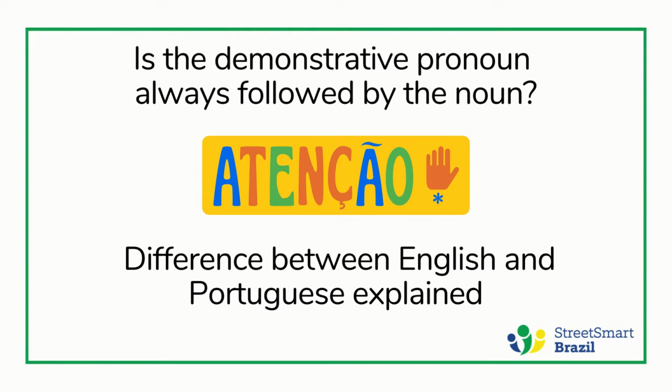In all the examples I just showed you, the noun, I mean the object, the person, the thing I'm talking about, was stated together with the pronoun, right? So all the sentences had that structure of demonstrative pronoun plus the noun, like este telefone, essa camiseta. Is it always like this? No, it's not always like this. If it is clear what you are referring to, you don't have to mention the noun again.